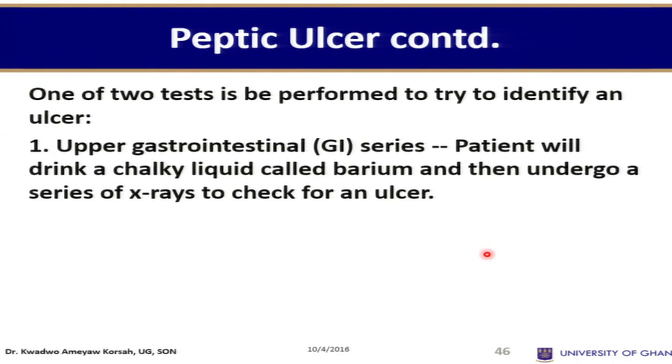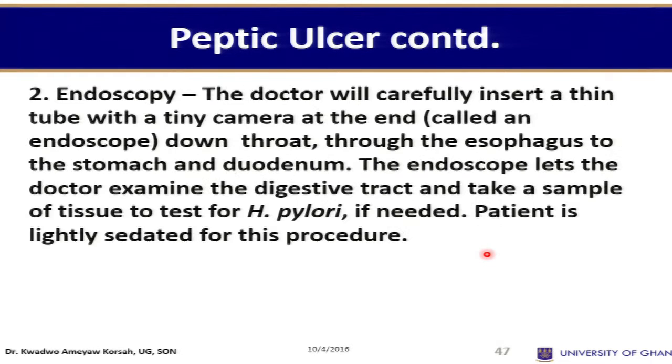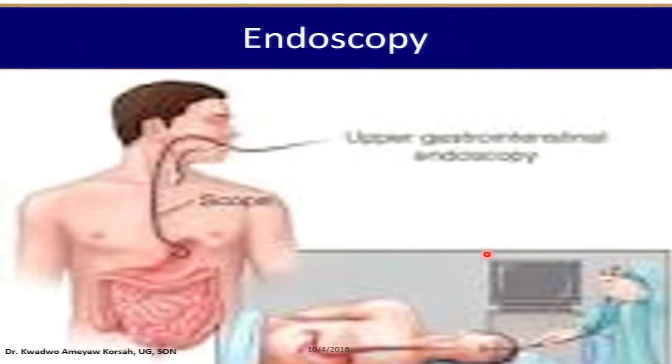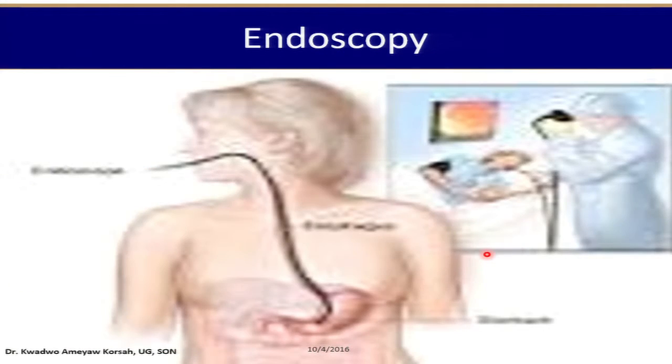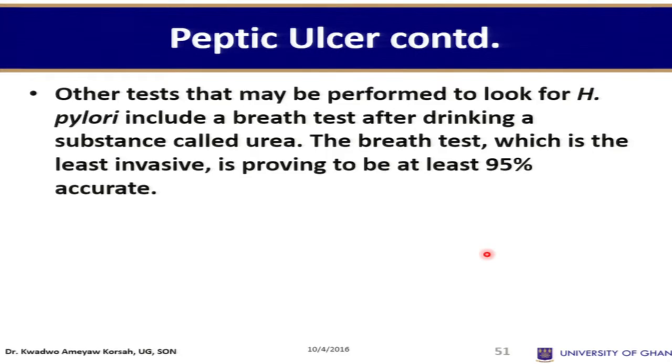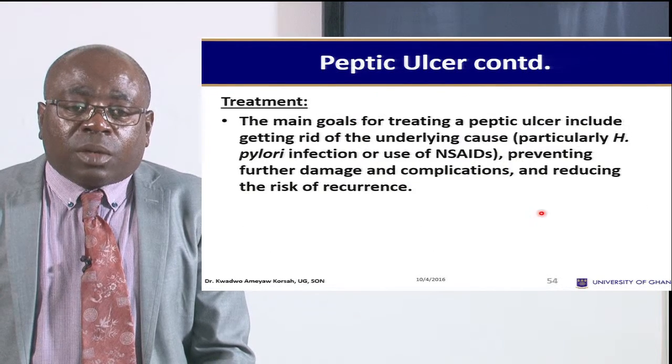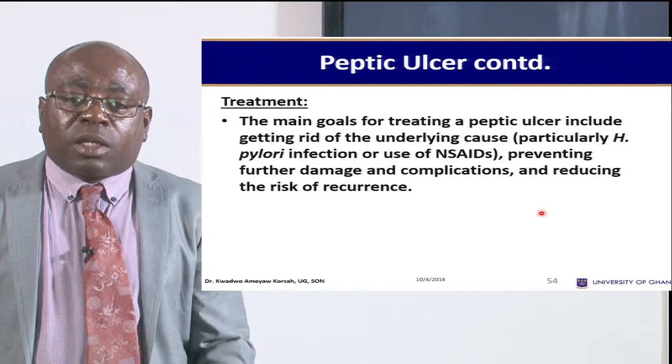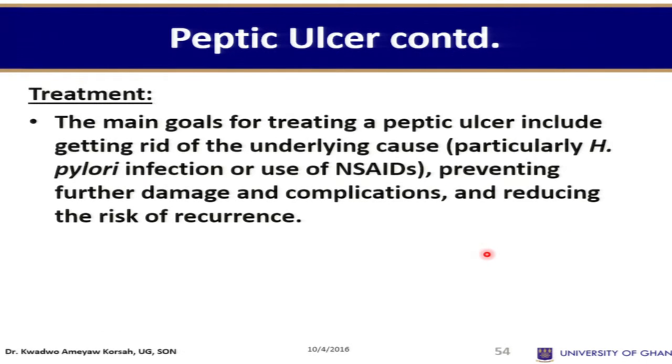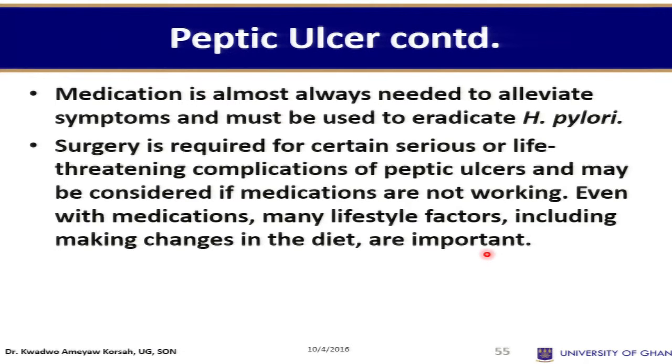And then we can also do an upper gastrointestinal series, which we have done. Endoscopy is one, whereby a fiber optic device is passed through the mouth and then to the areas that are involved, and then we can do other tests. And then the treatment goals for treating this kind of condition include getting rid of the underlying cause. And so if it is NSAIDs that are causing the problem, then you have to halt it.